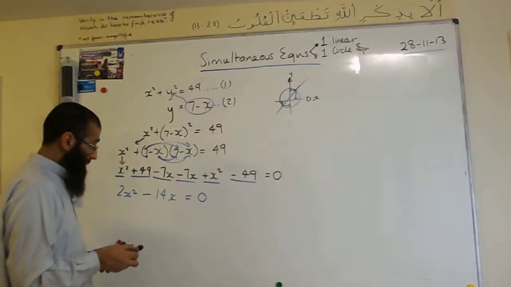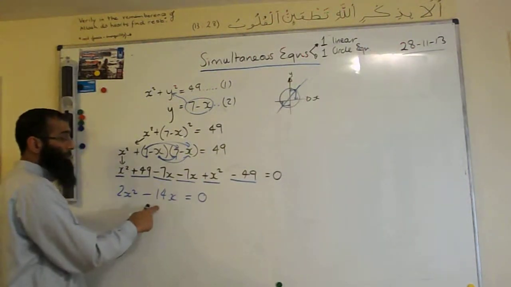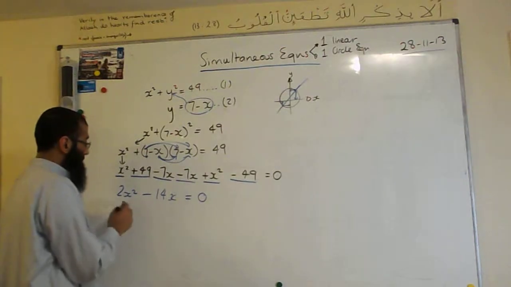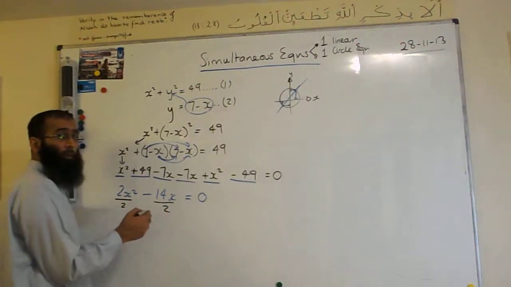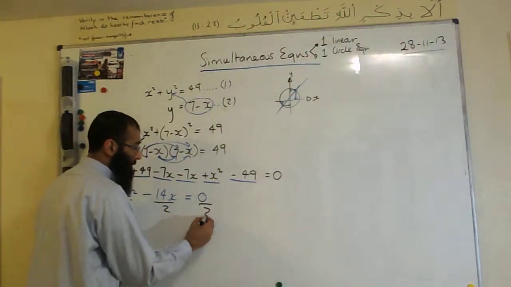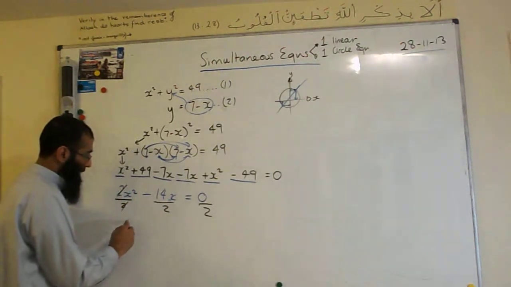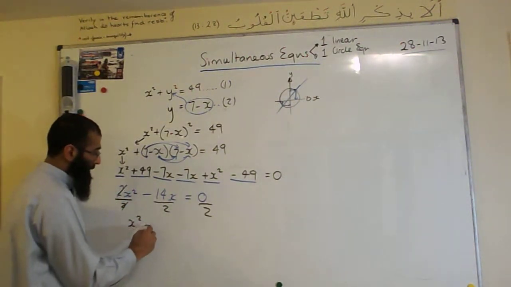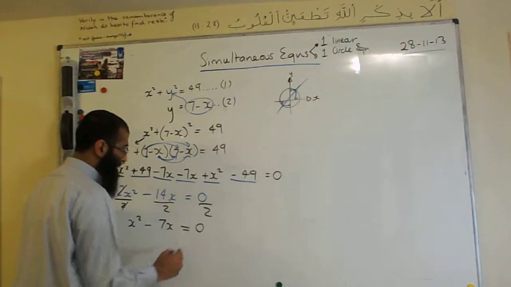Okay, now we're going to simplify this further because we've got 2 as a common factor in these two. So we're going to divide this by 2, divide this by 2. Because we're dividing these two elements by 2, we have to divide everything by 2. So divide that by 2 for completeness. So now we have left over here x squared minus 7x is equal to 0.